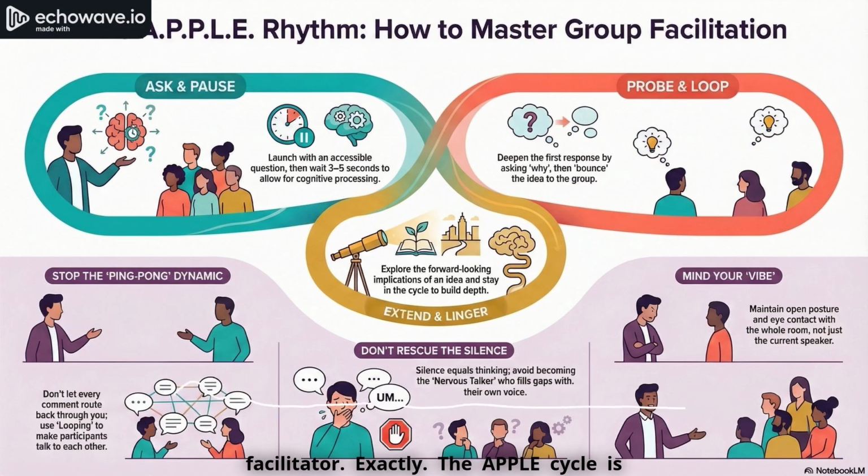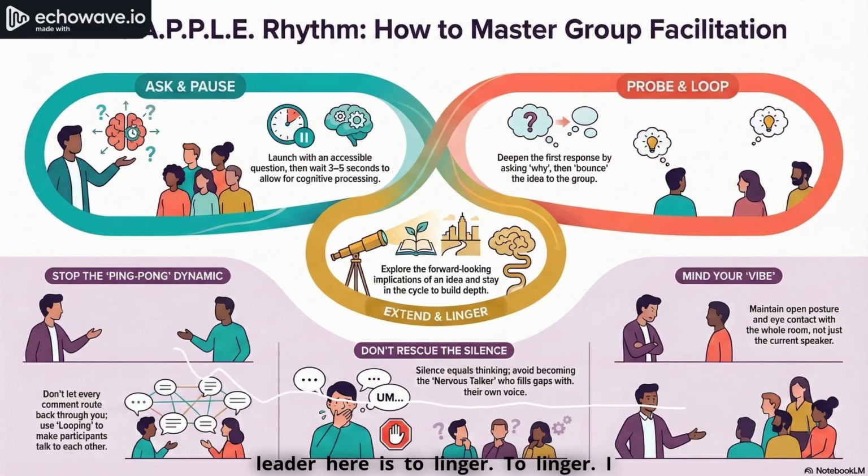Exactly. But the A.P.P.L.E cycle is designed to be a continuous loop. You ask, you pause, you get that first voice, you probe to understand it, you loop to involve the room, you extend to see the implications. And then instead of asking a brand new question, you stay in the loop. Yes. You take the new insight and you loop the room again. You extend it further. The ultimate instruction for the leader here is to linger.